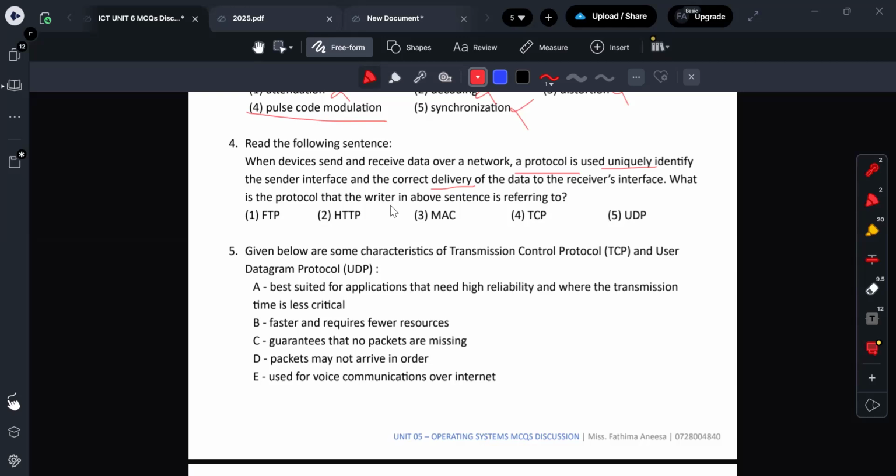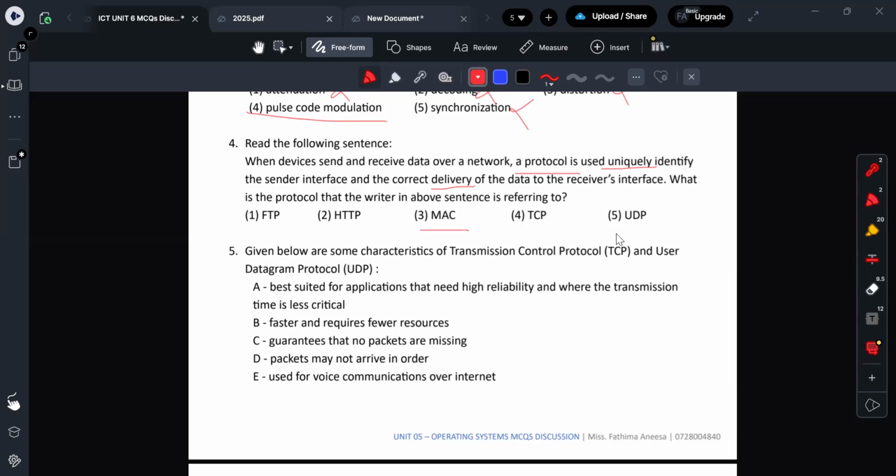So FTP and HTTP, what are those? Application layer protocols for file transfer and web browsing. So what are the keywords in this? The ones I underline. See, uniquely identify the sender interface and delivery of data to the receiver's interface. So you know every NIC, meaning every network interface card on a local network, has a unique hardware address assigned during manufacturing, right? This hardware address is called what? MAC address, the media access control address.